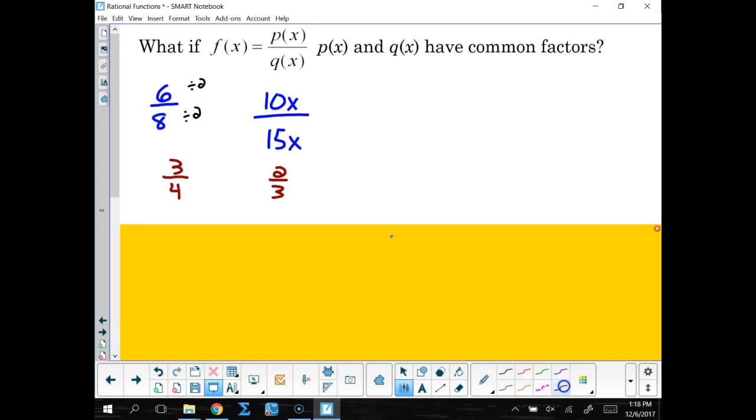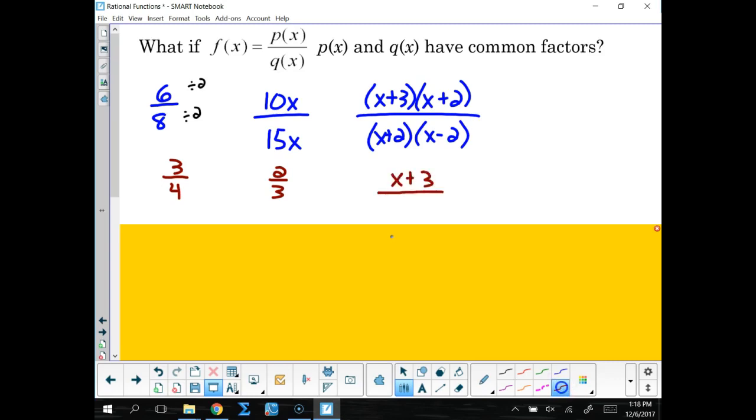What if my function looked like x plus 3 times x plus 2 over x plus 2 and x minus 2? Those x plus 2's can get rid of. So what does that one become? X plus 3 over x minus 2.